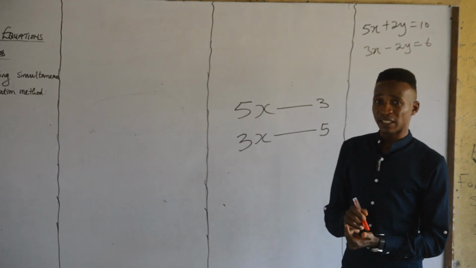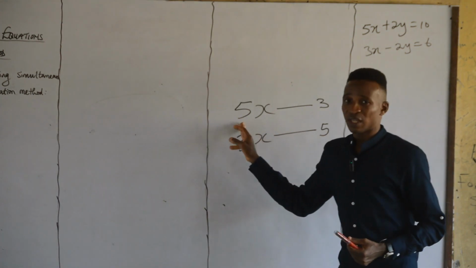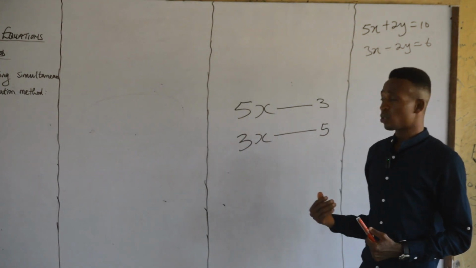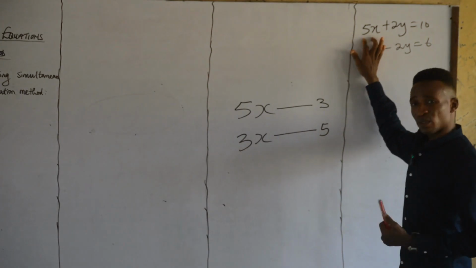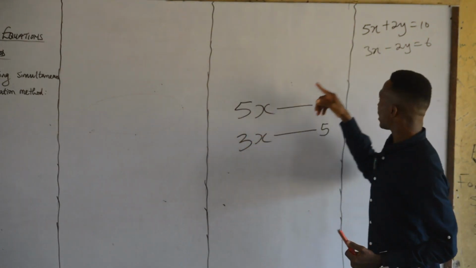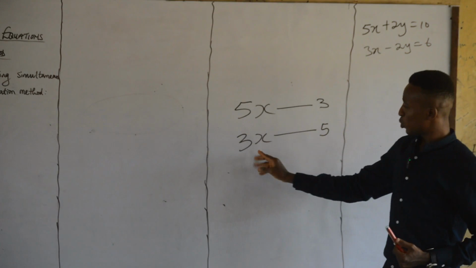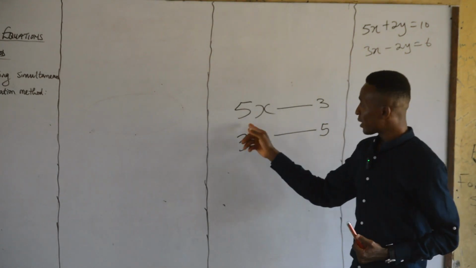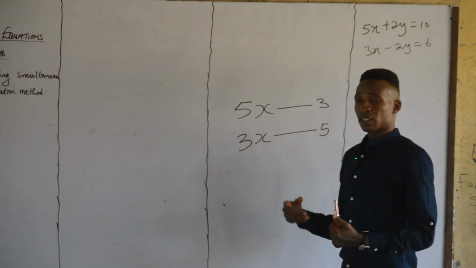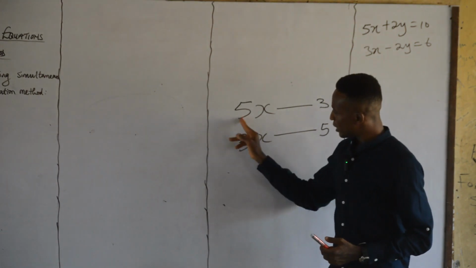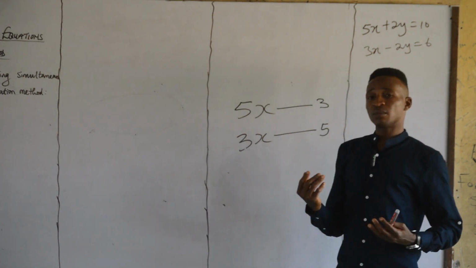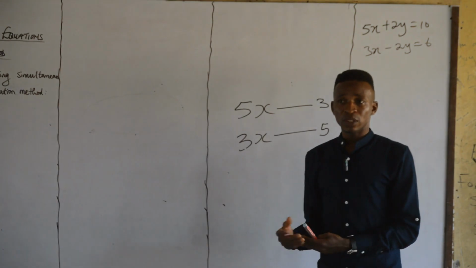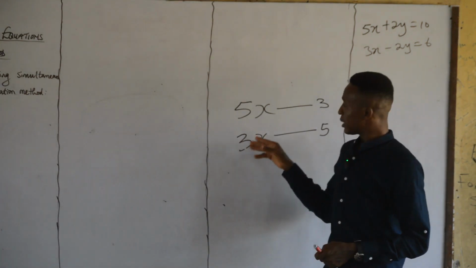For you to eliminate the x, write out the coefficients you have for both equation 1 and equation 2. Here we have 5x for equation 1, I've written it out. And here you have 3x for equation 2, I've written it out as well. Now after writing your 5x and 3x, ask yourself, how can I make these coefficients the same? Your answer is simple. You are talking about the LCM here.